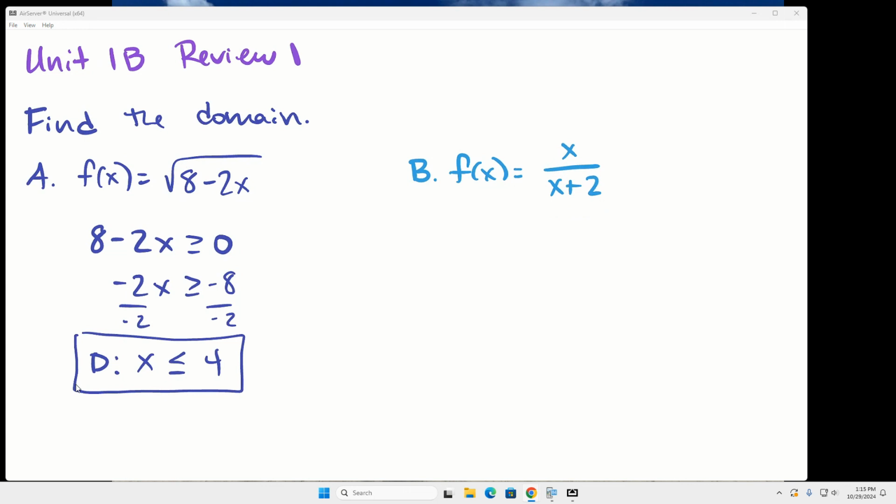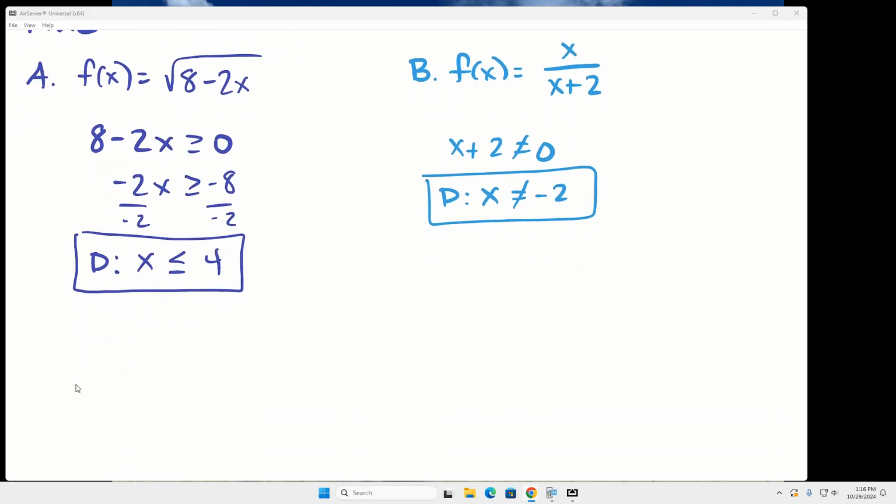So what can your denominator not be? 0. So we'll just say that whole denominator does not equal 0. So what does x not equal? Negative 2. So we can put any number in for x except negative 2. What if you don't have an even root and you don't have a denominator? What's your domain? All real numbers.